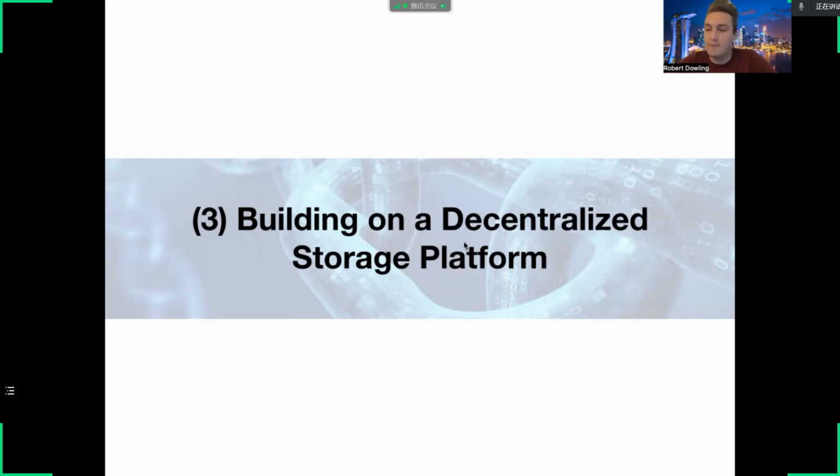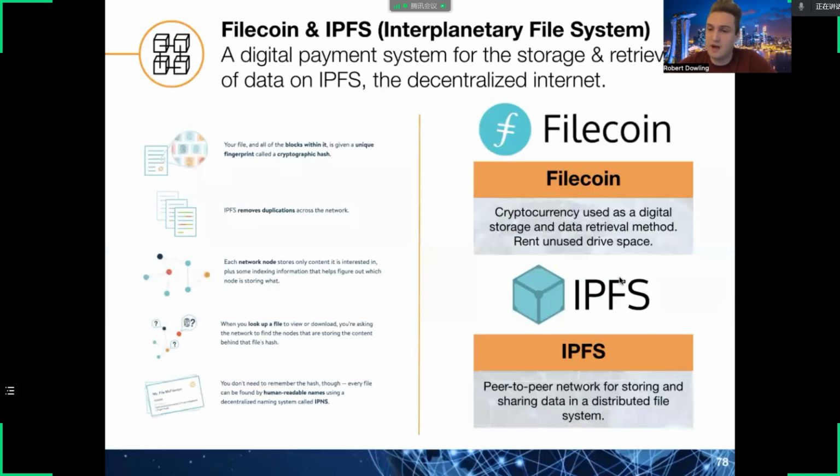So first of all, decentralized storage platform, what is it? Well, Filecoin IPFS. IPFS stands for Interplanetary File System. This is a peer-to-peer network for storing and sharing data in a distributed file system. More or less, it's a hypermedia protocol that allows you to share files. And then Filecoin is a blockchain that serves as a cryptocurrency.